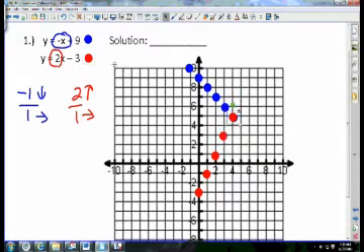Look, the two lines intersected. Up 2 to the right 1. Right here, it intersected at this point. Well, what is that ordered pair? 1, 2, 3, 4. 1, 2, 3, 4, 5. My solution is 4, 5.